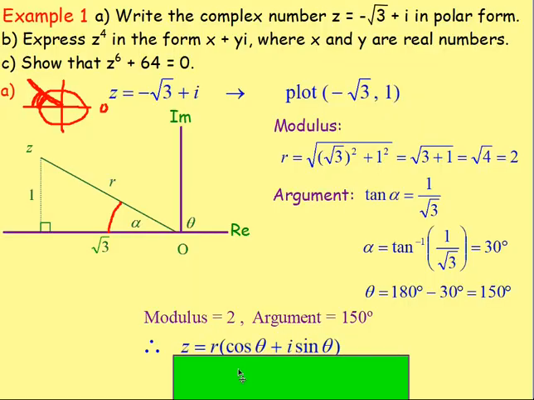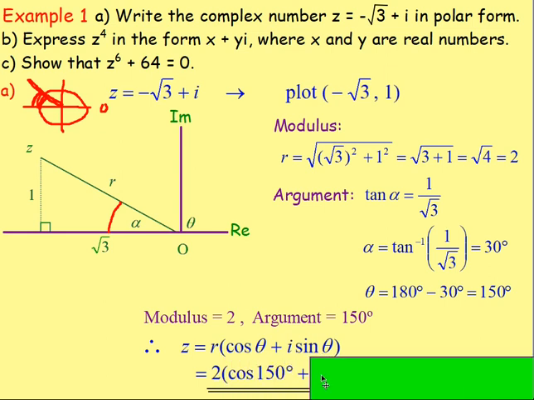We are asked to express it in polar form, and we know that's when we have z equals r cos theta plus i sine theta. So if you take that slightly further, what would you do? All you do is replace r with 2 because that's what the modulus is, and the argument is 150 degrees. So we can say that that's going to be 2 bracket cos 150 degrees plus i sine 150 degrees.